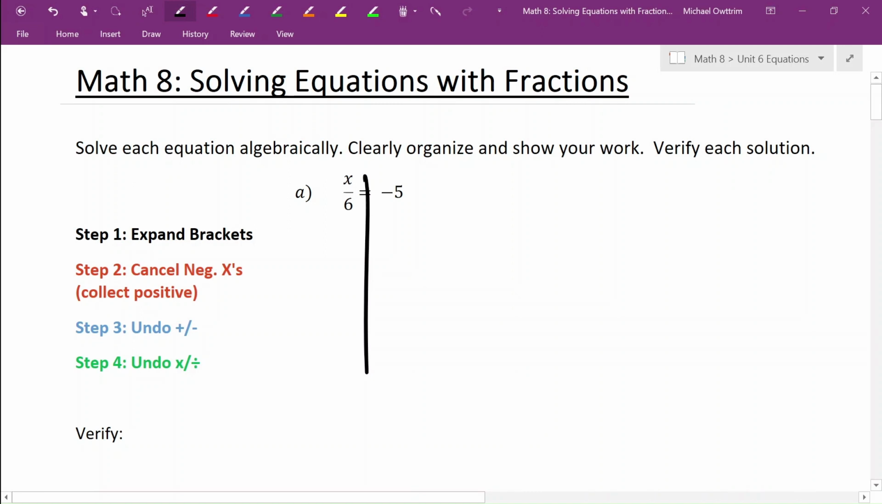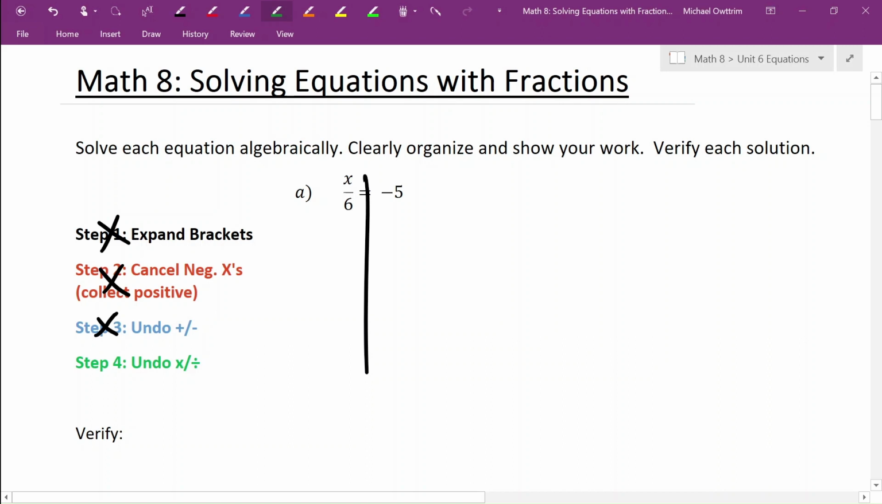In our question A, on the x side of the wall, I don't see any brackets. I also don't see any negative x's. I don't see anything added or subtracted to that x on the left side of the wall. The only thing to do then is to undo multiplication or division. Now we have this fraction here, x over 6, and remember that your fraction bar means divide, so this is really x divided by 6.